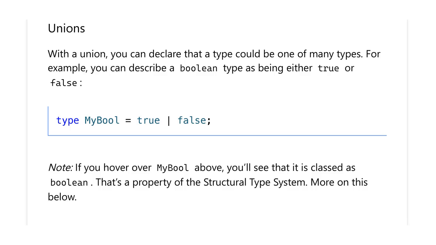Unions. With a union, you can declare that a type could be one of many types. For example, you can describe a boolean type as being either true or false. type MyBool = true | false. Note, if you hover over MyBool above, you'll see that it is classed as boolean. That's a property of the structural type system. More on this below.